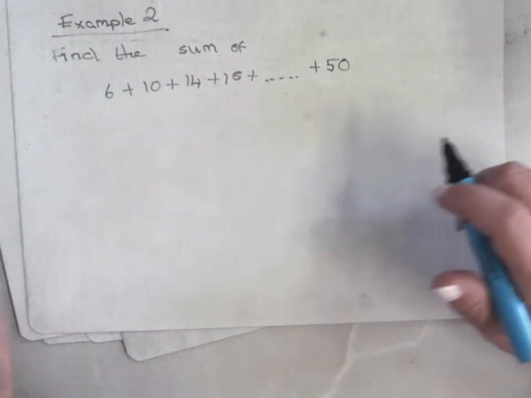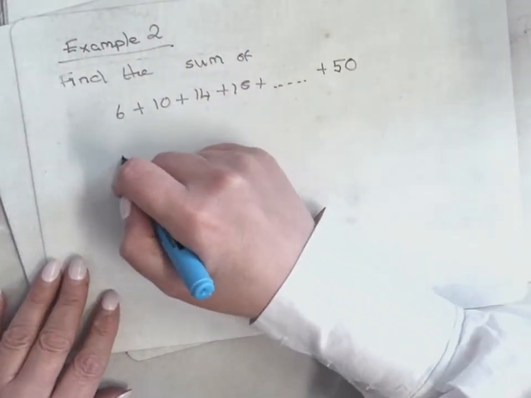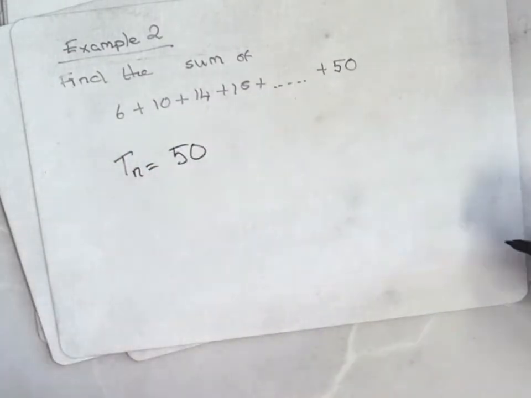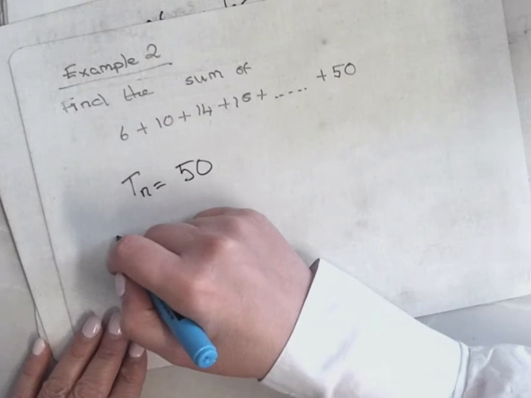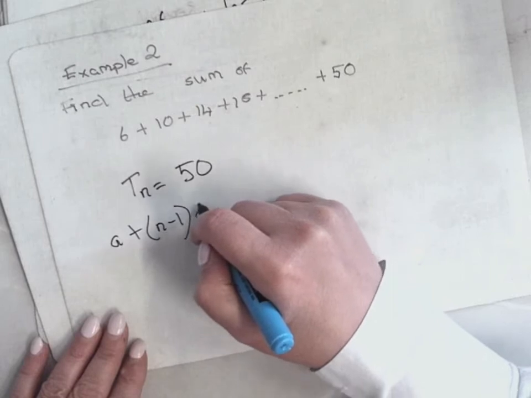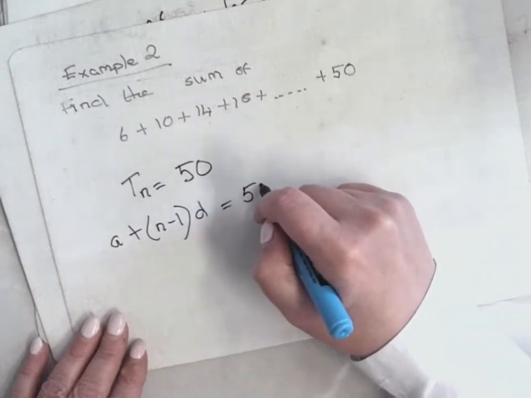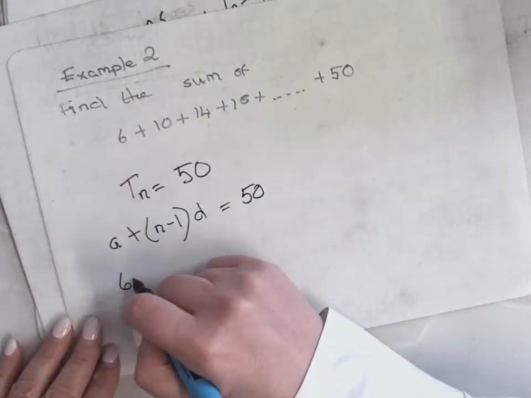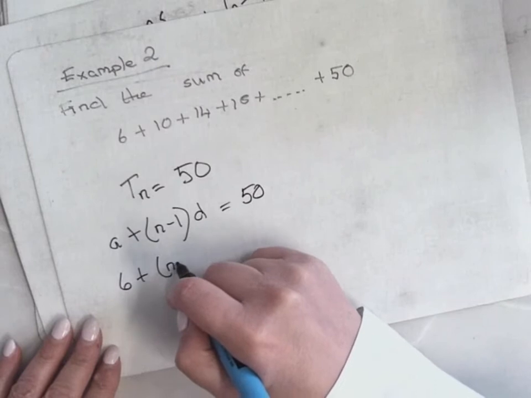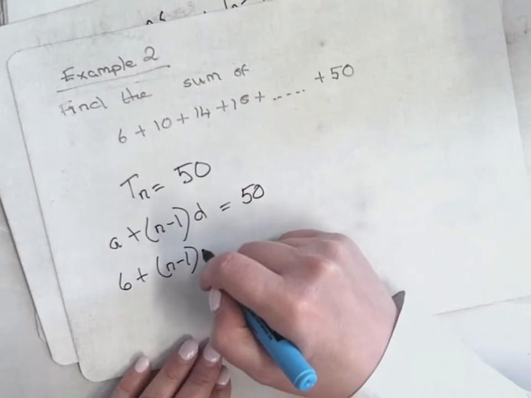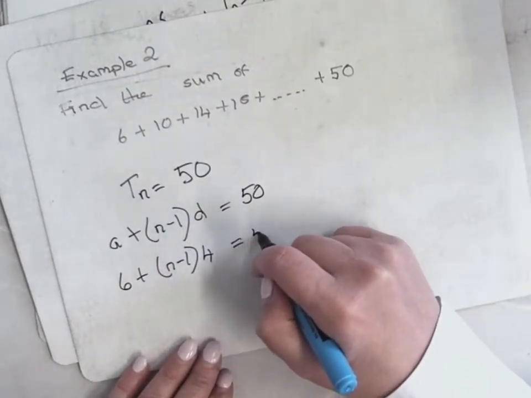Are you with me? Okay, so that means I have to say, well, Tn, what number term is 50? So Tn is what number term is 50? So A plus, the formula for Tn is A plus n minus 1 times D, and I want that to be equal to 50. Okay, so I know A is the first term, which is 6. I don't know what n is, because that's what I'm looking for, the number of the term. Times D is what I'm adding on each time, so I look above and I'm adding on a 4 each time. And I know it works out to be 50.